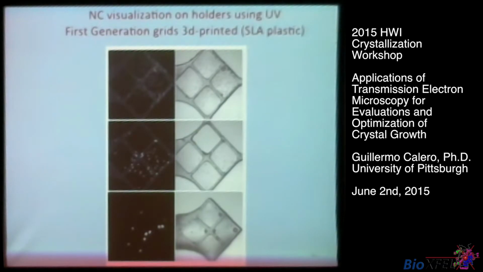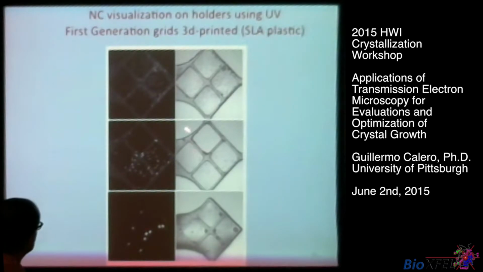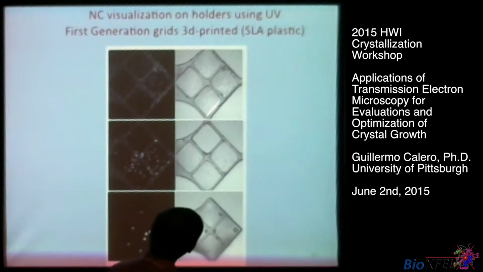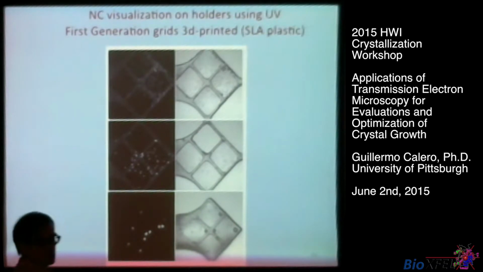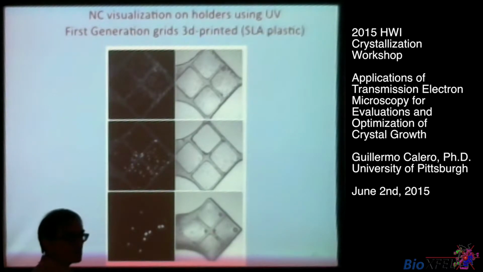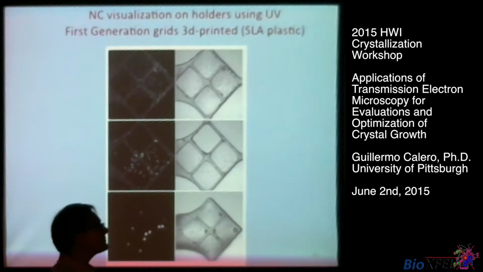So these are some examples of crystals that were frozen on these loops. Again, this is the first generation that we had, and we actually printed this, but the results were not very good because you can see how the loops have some defects, right? And it was really hard to build some fiducials on this. But you can see that they actually serve their purpose, which was to identify nanocrystals.